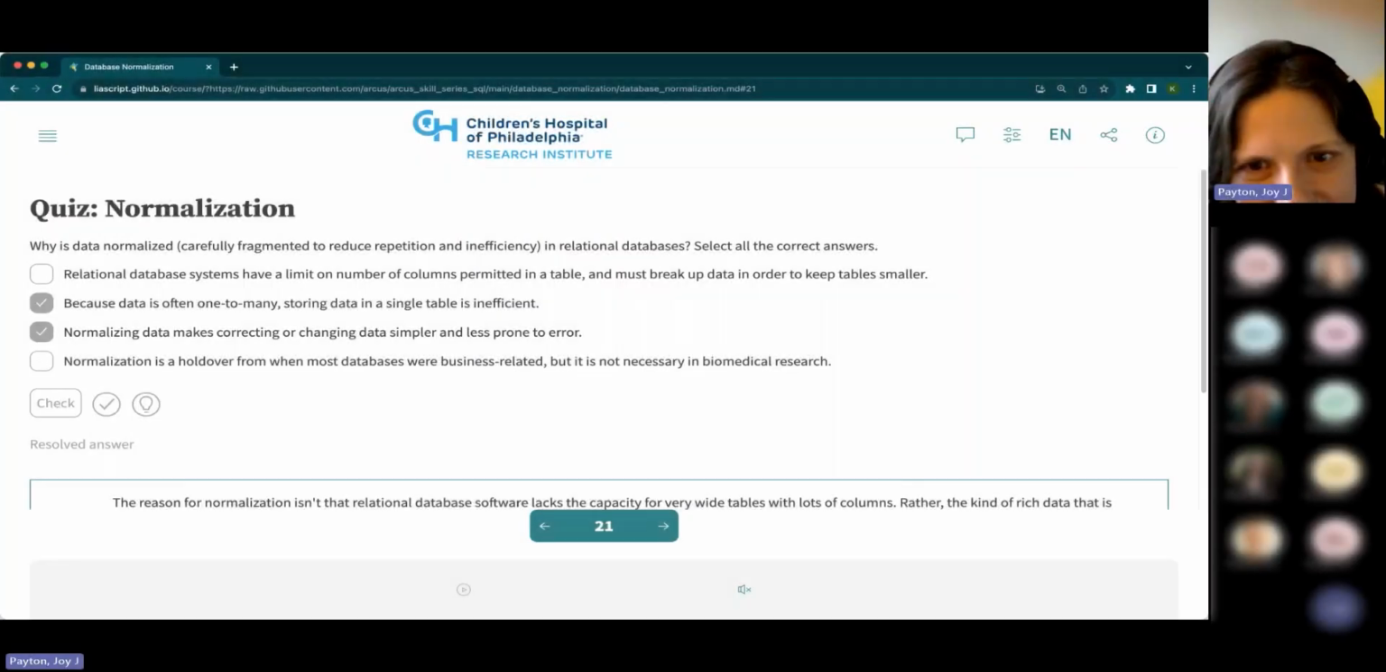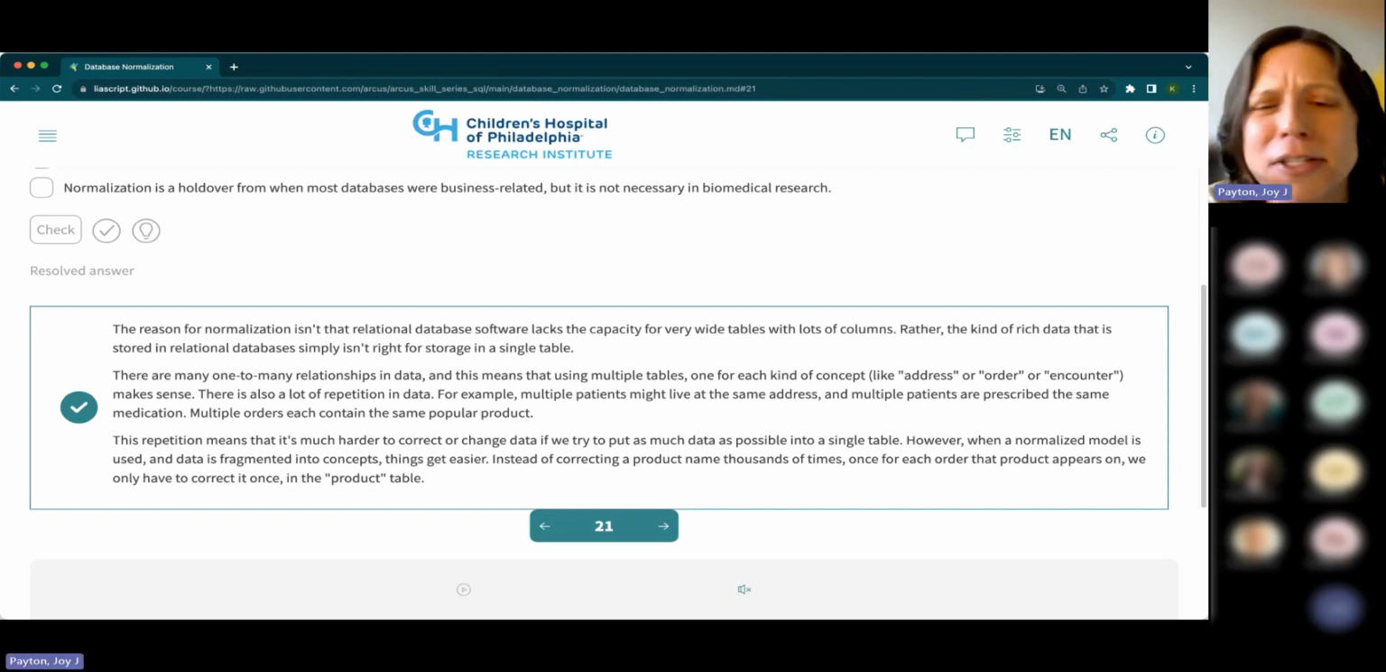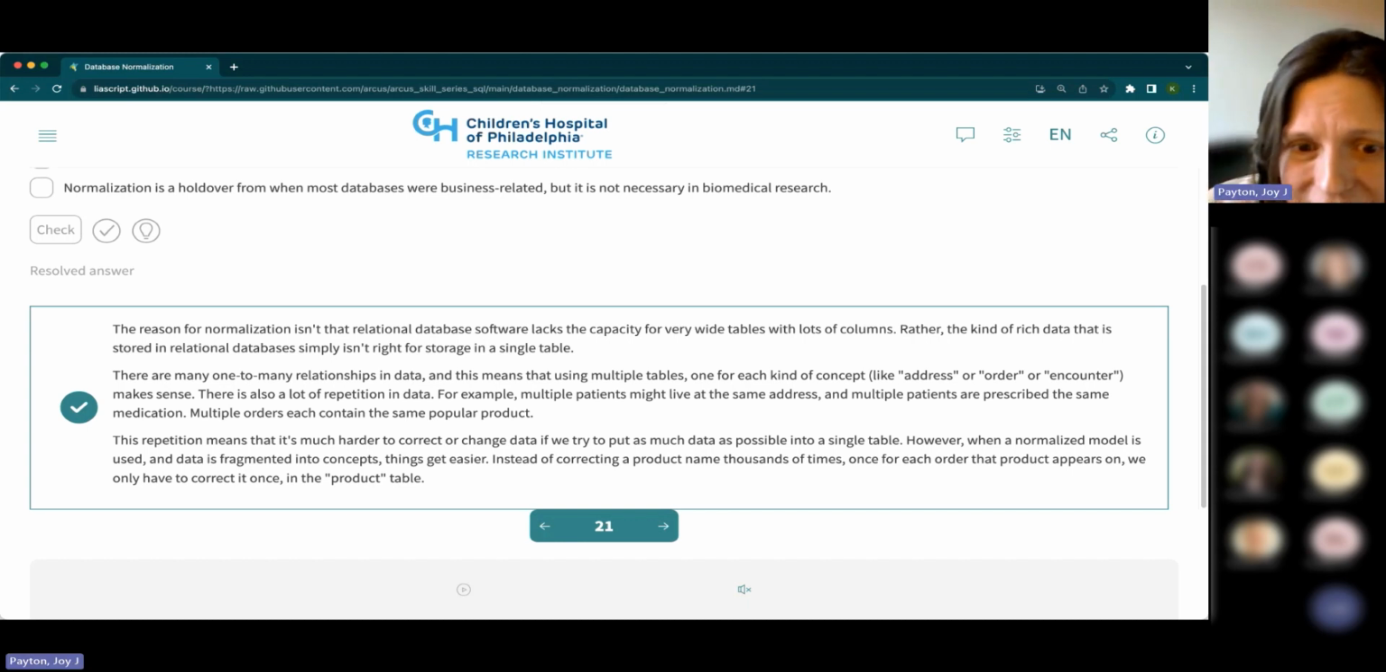Yeah, you're exactly right. So the reason for normalization is not that relational databases can't handle wide tables. Relational databases can certainly handle very wide tables with lots of columns. That's not a problem. Rather, the reason why we normalize data is that the kind of rich data that we store in these relational databases is just not right for storage in a single table. And that's because there's lots of one-to-many relationships, and that means that using multiple tables, one for each kind of concept, makes more sense. Because there's lots of repetition in data, right?